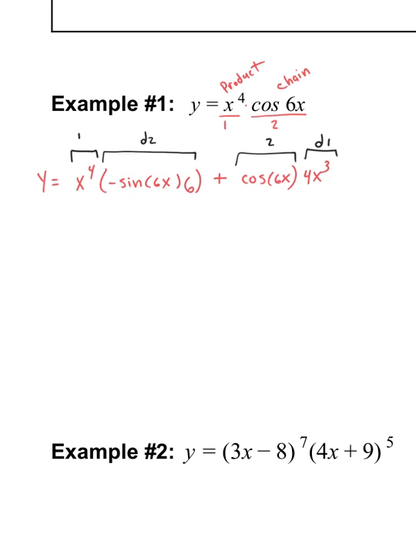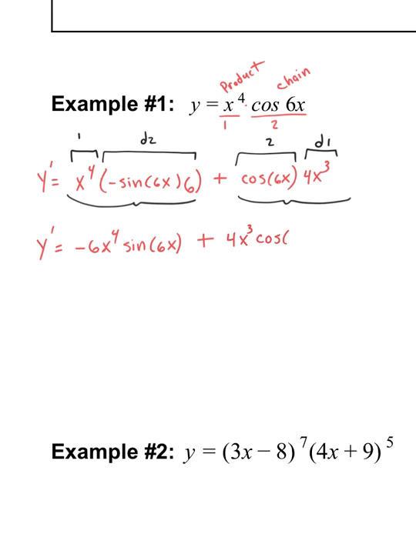All right, so we have this whole term and we have this whole term. So let's simplify each term. That should be y prime, excuse me, get your notation right. So the only thing we have to do is put the -1 and the 6 out front. So that gives us -6x to the fourth times the sine of 6x. You just want to clean up each term. All right? The second term, we want to get that 4 out front. Coefficients to the front of the term. So I'm going to put the x to the third with it, 4x to the third times the cosine of 6x.